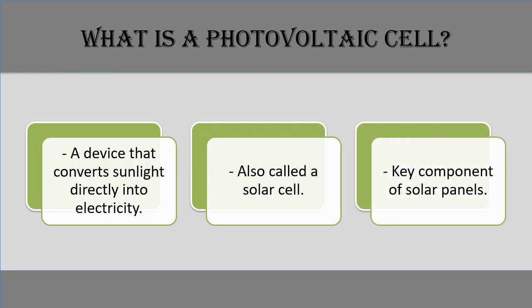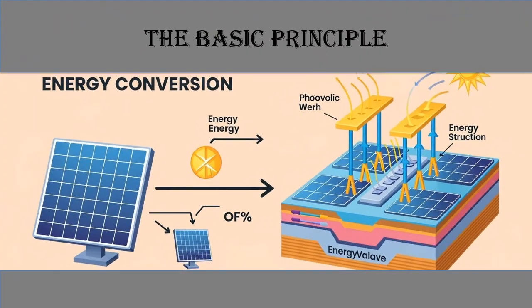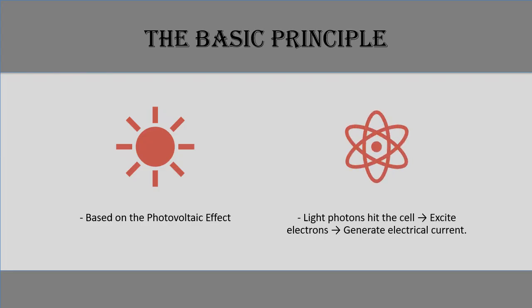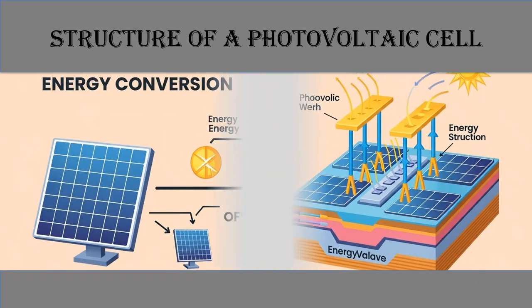The basic principle behind photovoltaic cells is the photovoltaic effect. When sunlight, composed of photons, strikes the cell, it excites electrons, creating an electrical current that can be harnessed as electricity.